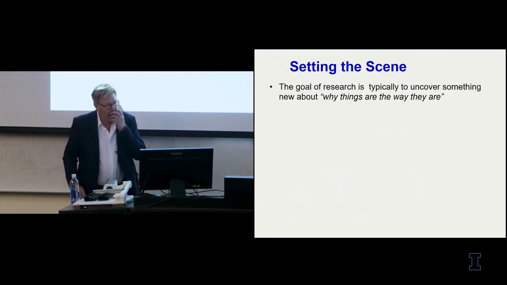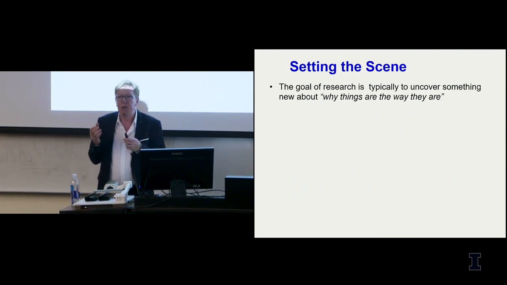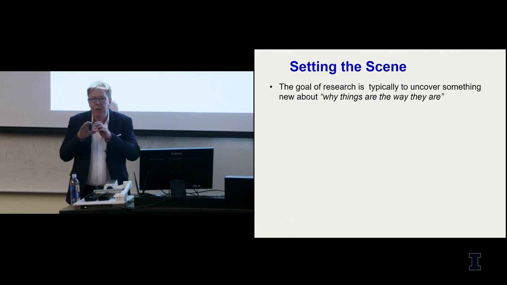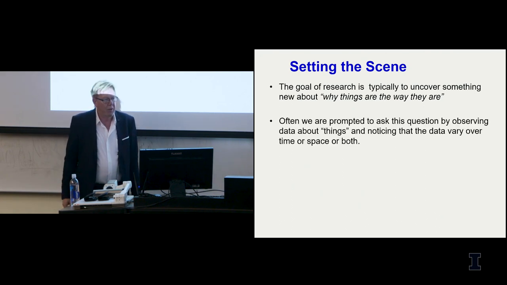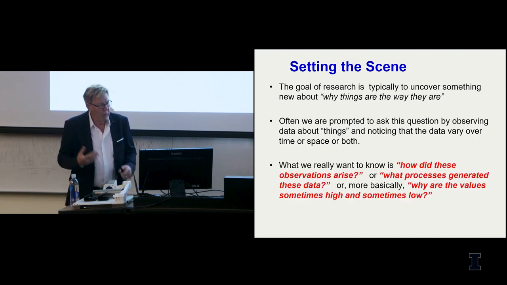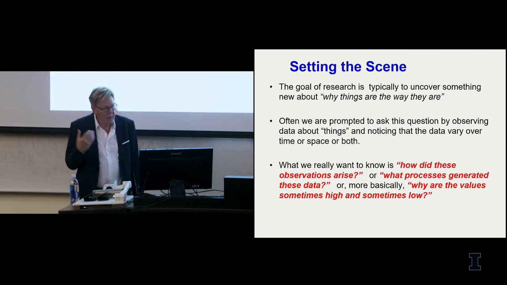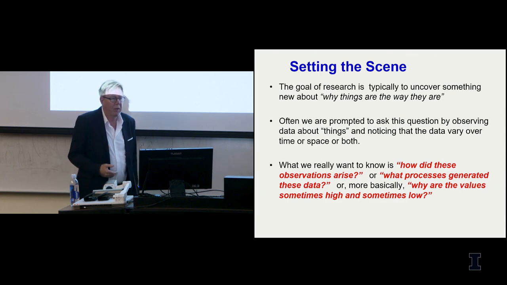Right, so to set the scene, the goal of research, what we all do, is typically to uncover something new about why things are the way they are. That's the overriding goal of research, basically. We're often prompted to ask this question by observing data about things, whatever those things might be in our own areas, and noticing that the data vary over time or over space or both. What we really want to know is, how did these observations arise? Or what are the processes which have generated these data? Or more basically, why are the values sometimes high and sometimes low? That's what prompts us to think about things.